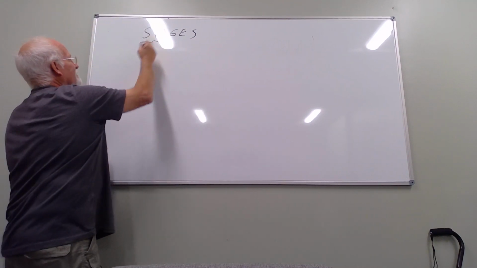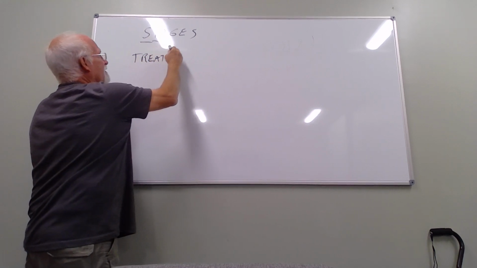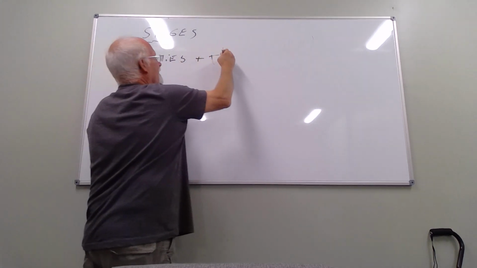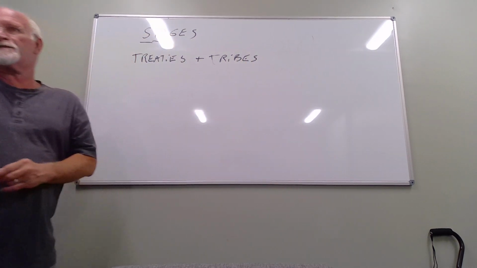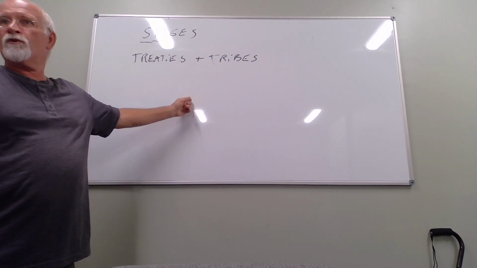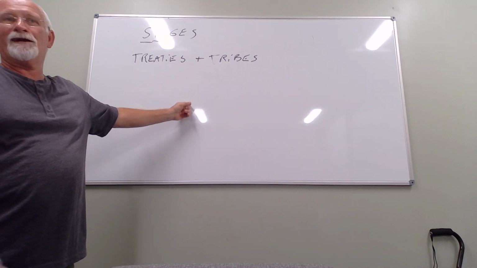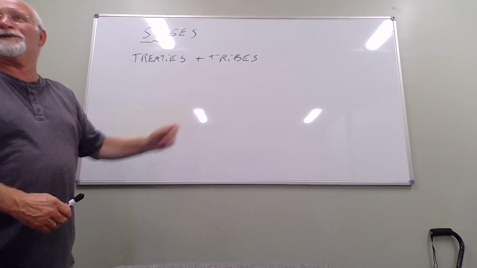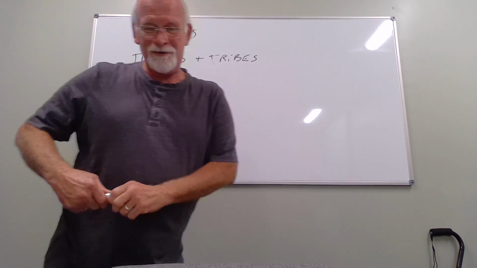Okay, the T stands for treaties. Treaties and tribes, or just treaties, whatever you want to do. And by the way, this board here does not have spell check. Okay, and I really suck at spelling, so you're going to get what you get. All right, just so you know.